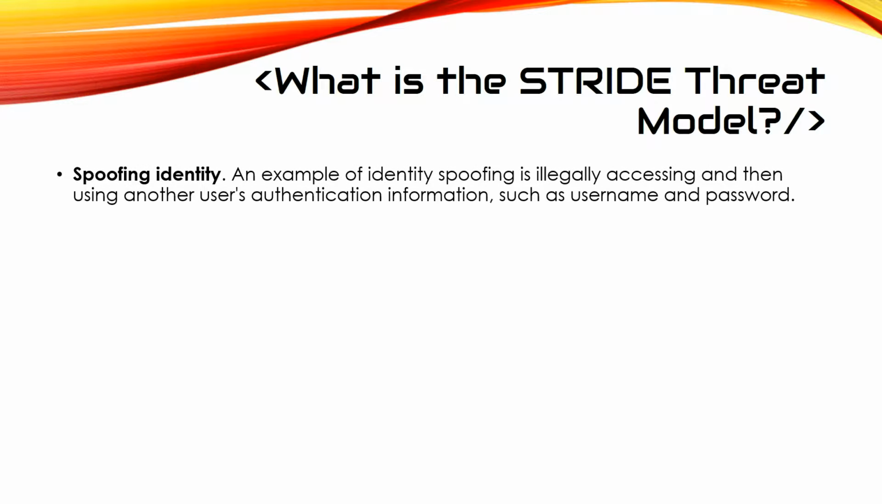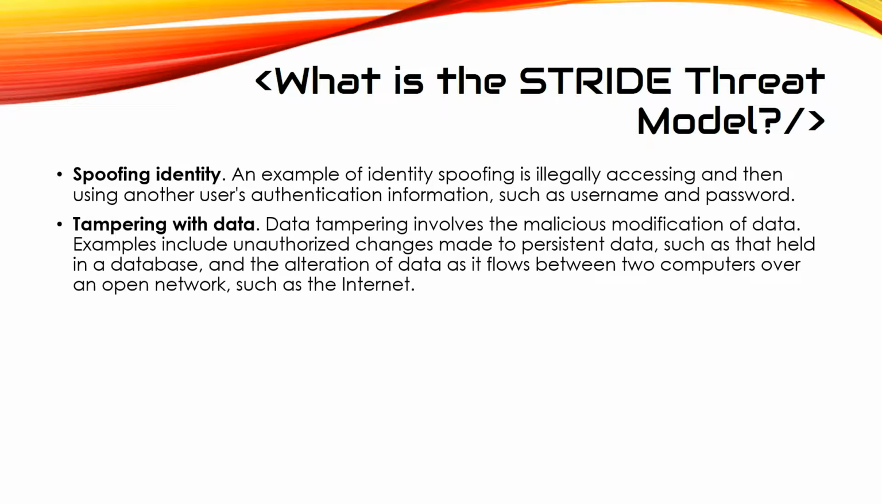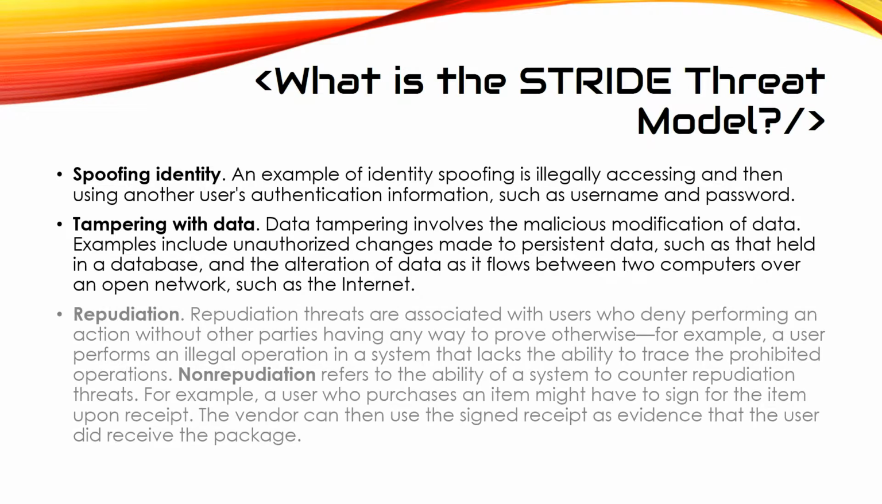Spoofing identity. An example of identity spoofing is illegally accessing and then using another user's authentication information, such as a username and password. Tampering with data. Data tampering involves the malicious modification of data. Examples include unauthorized changes made to persistent data, such as that held in a database, and the alteration of data as it flows between two computers over an open network, such as the Internet.